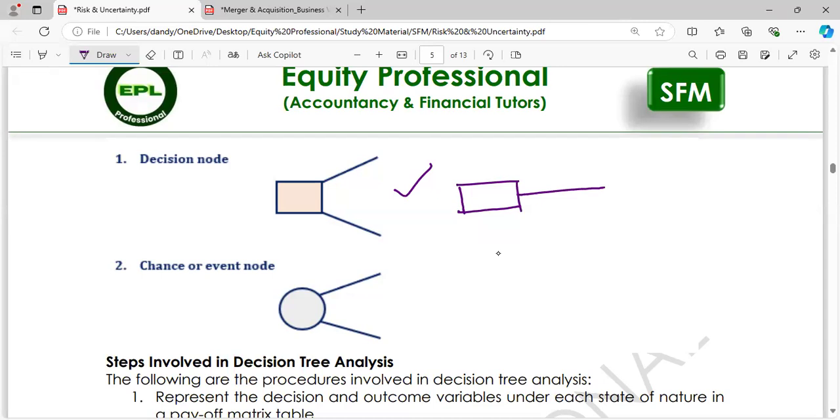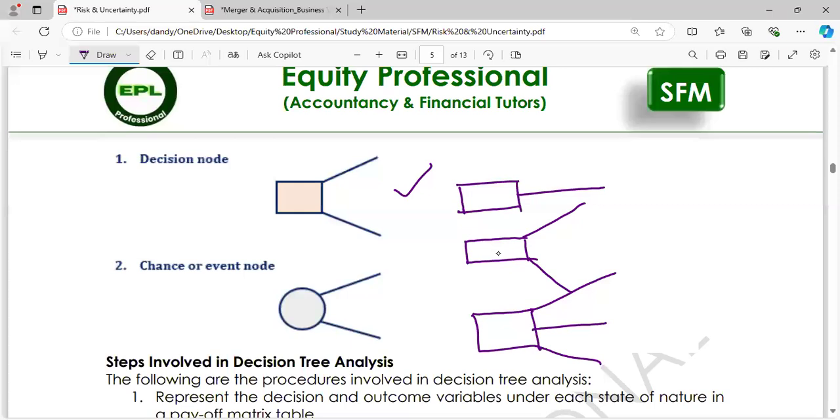However, if you have 2 courses of action, then you draw 2 directional lines. If you have 3 courses of action available, then you draw 3 directional lines. So this is the way you are going to start with your decision nodes.